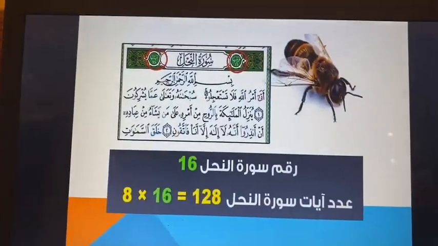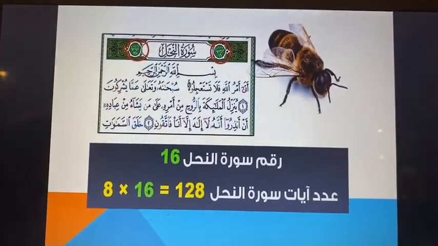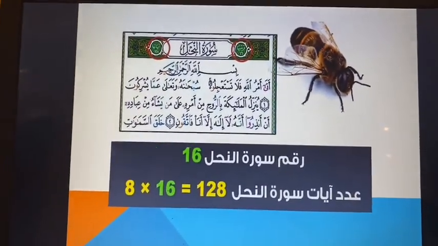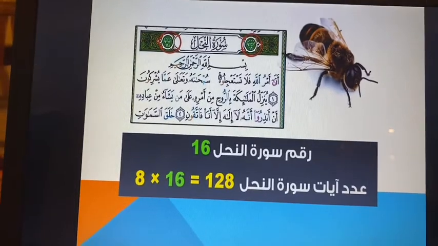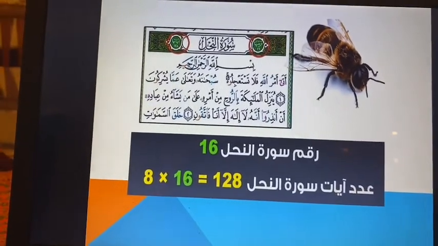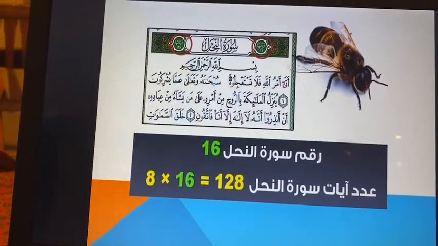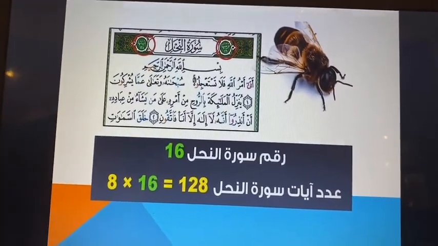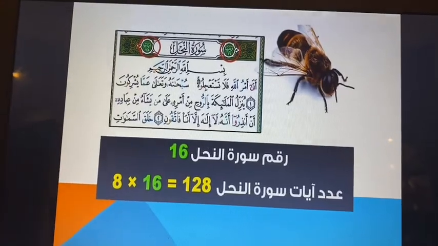Okay, this one is really a miracle of the Quran. They found out in bees they have 16 pairs of chromosomes, and Surat An-Nahl is verse number 16.